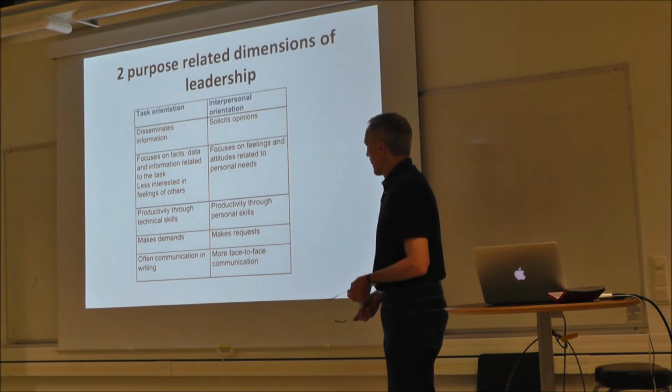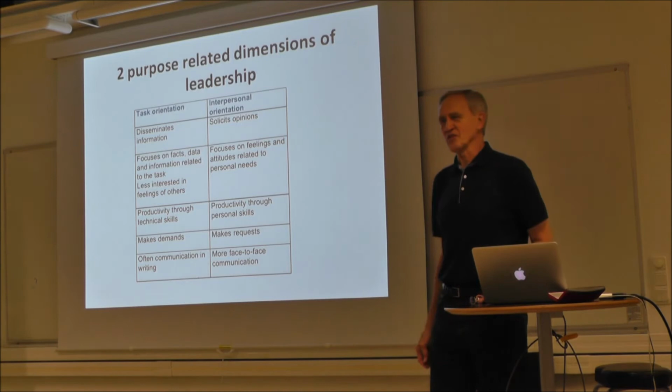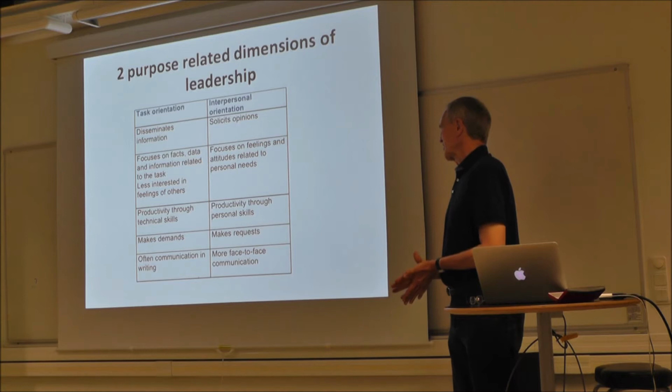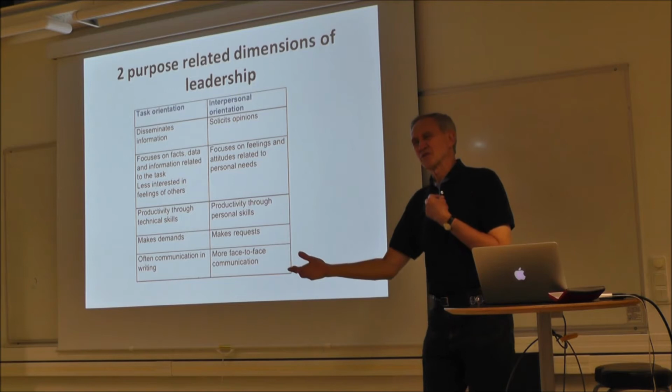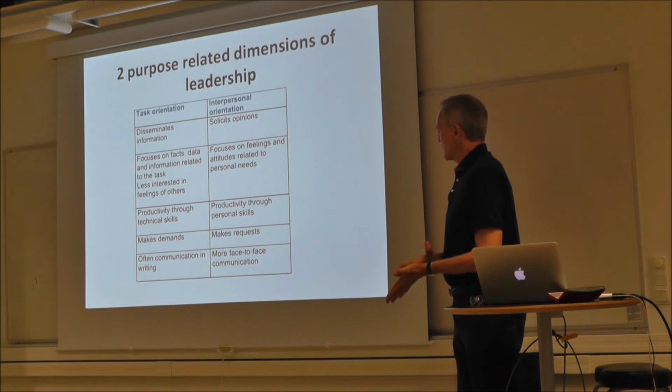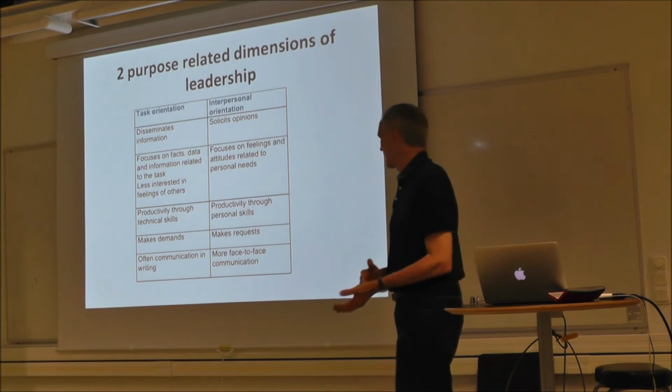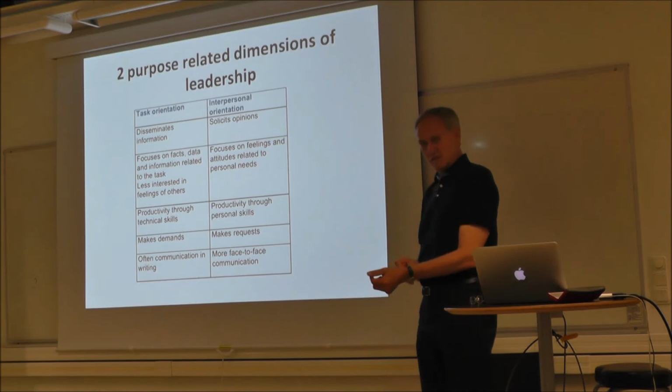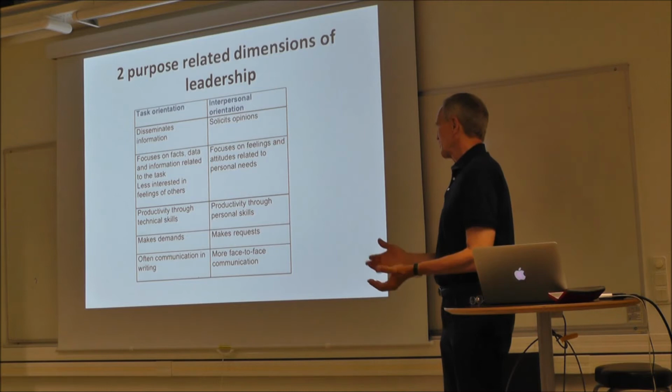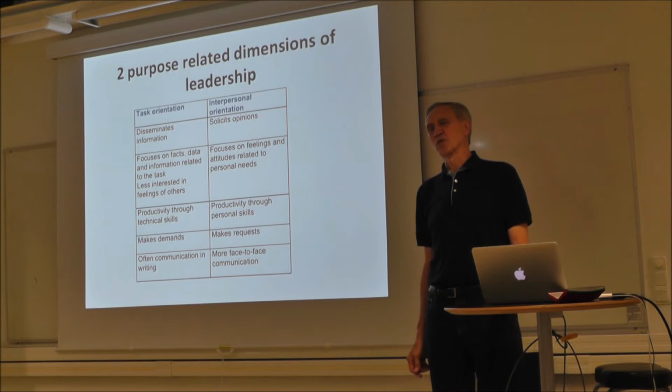If you have a task orientation, you're often focused on productivity through technical skills, but in interpersonal orientation, you are more using personal skills, trying to be nice to people, get them positively motivated, etc. Task orientation, you make demands of people. Personal orientation, you make requests. Task orientation, you perhaps don't feel you have time to talk to everyone, so you give instructions, etc. in writing. But if you have a personal orientation, that's not so good, so you want to have more face-to-face communication.